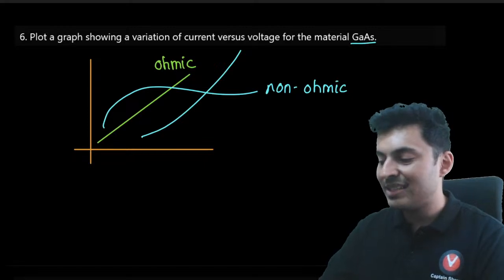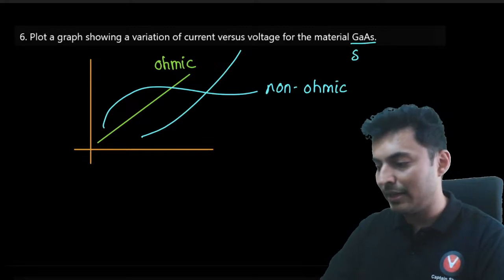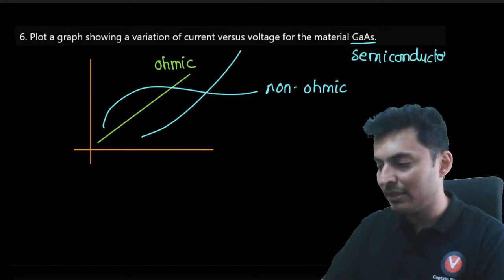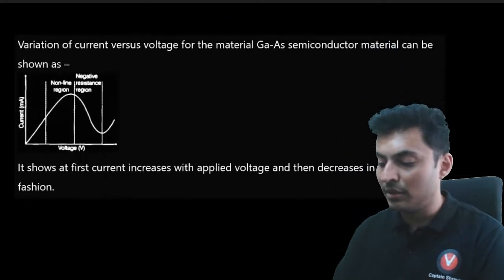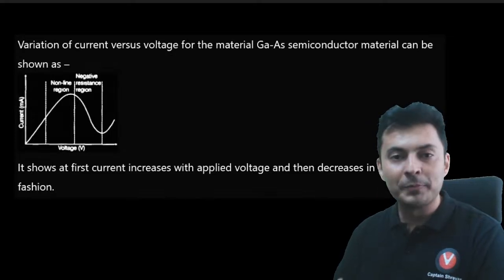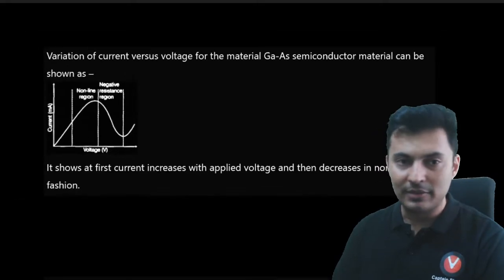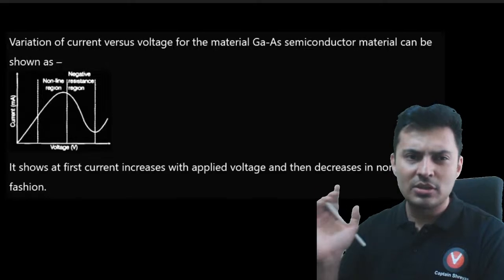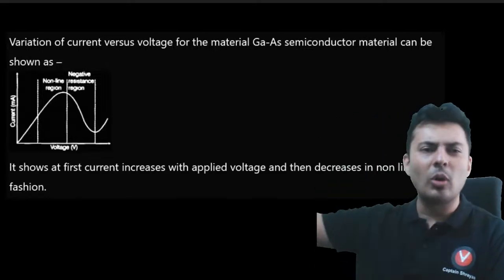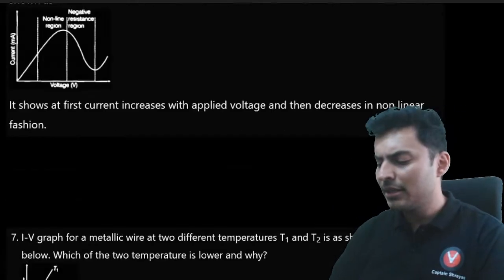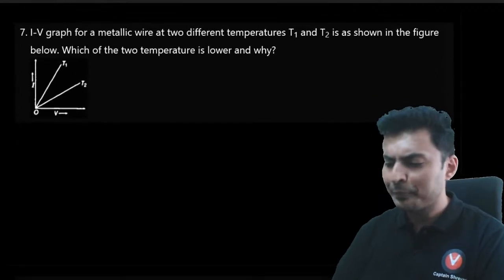And this is basically not a conductor. This is a kind of semiconductor device. And for semiconductors, you will see the graphs are always non-linear. Keep this in mind. This graph is also given in NCERT. You just show some non-linearity. If you show that, that is more than enough.